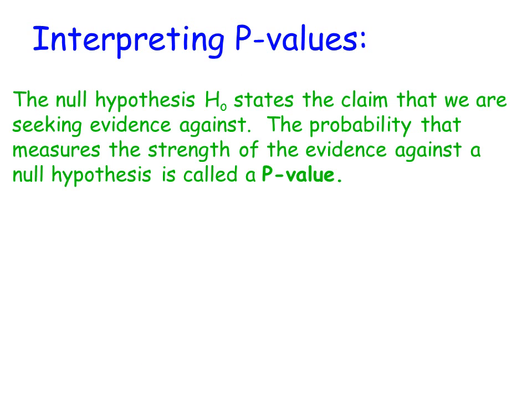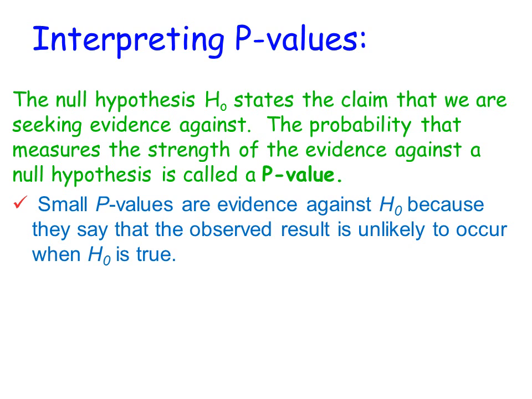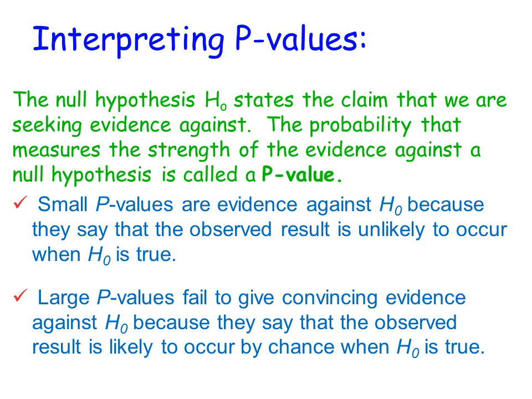The null hypothesis is the claim we are seeking evidence against. The probability that measures the strength of the evidence against a null hypothesis is called a p-value. Small p-values are evidence against H naught because they say that the observed result is unlikely to occur when H naught is true. So we assume that H naught is true, but if the statistic we get is so unlikely, there might be enough evidence to say that it's not really true. Large p-values fail to give convincing evidence against the null hypothesis because they say that the observed result is likely to occur by chance.